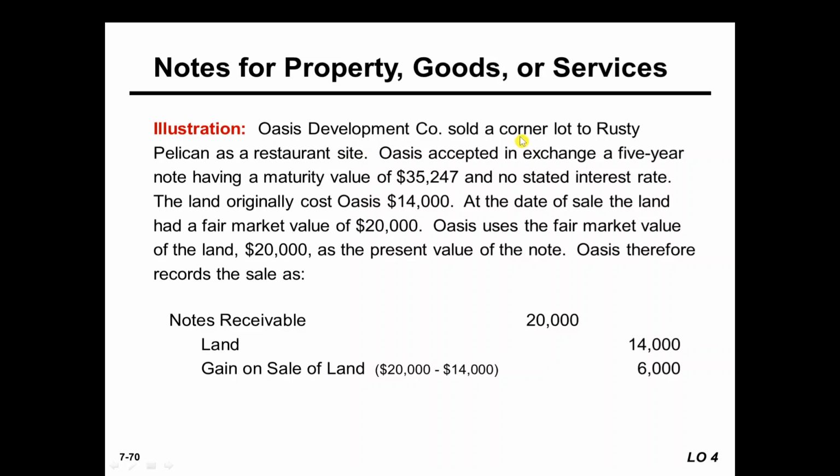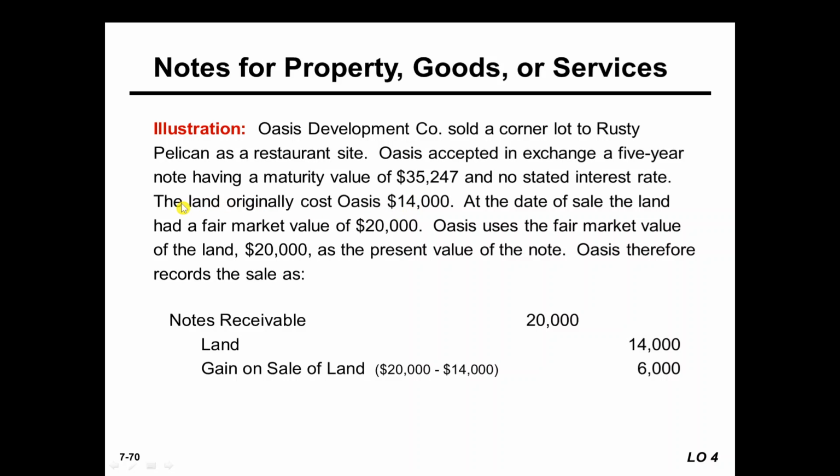So in this case, Oasis sold a site or a lot to another corporation called Rusty Pelican here. And it received a note having a maturity value of 35,247. This is the value of the notes at the end of the fifth year, not the value of the notes today, but at the end of the term.